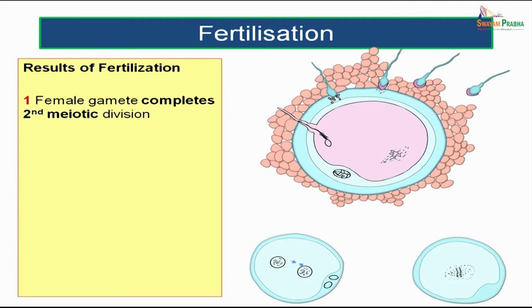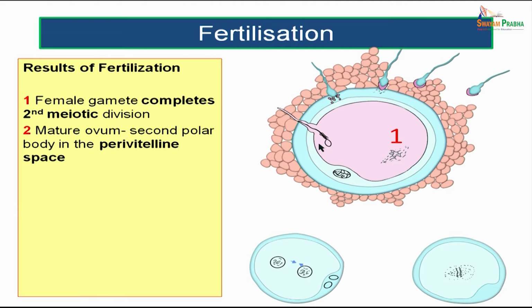And when will that division be completed? That division will be completed only during fertilization. So, the female gamete completes its second meiotic division at the time of fertilization. So, that is how you can visualize that. The second meiotic division is completed when the sperm enters the secondary oocyte. Then you will be having a mature ovum with the second polar body released.